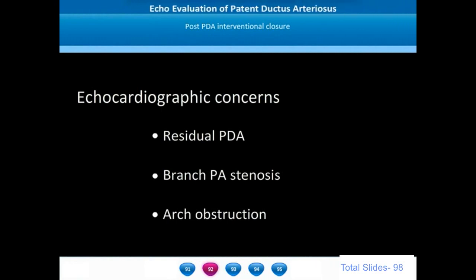Ductus arteriosus today are largely closed by interventional methods, and when we analyze a patient after an interventional ductal closure, we need to look at the echocardiogram for features like residual PDA, branch pulmonary artery narrowing and aortic arch narrowing.